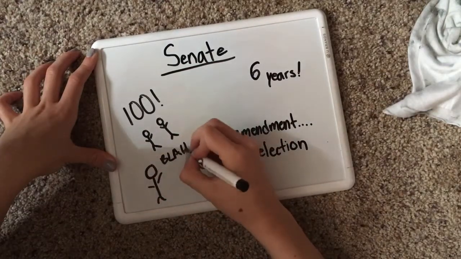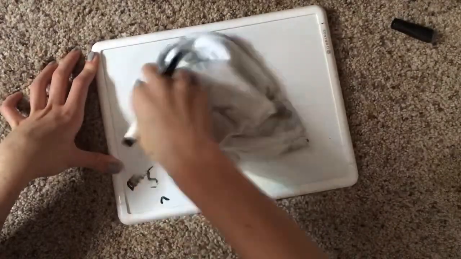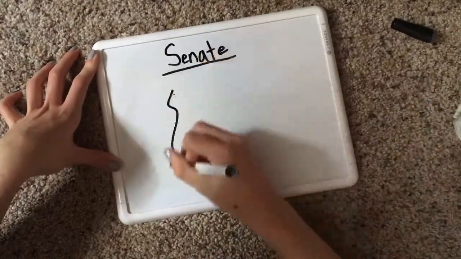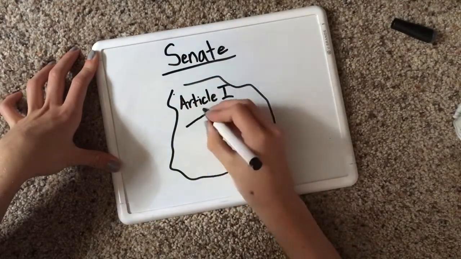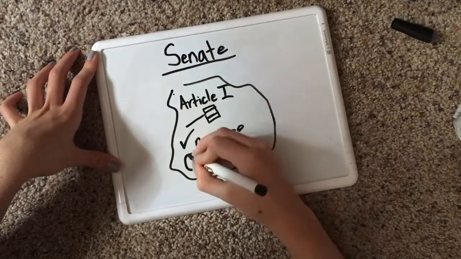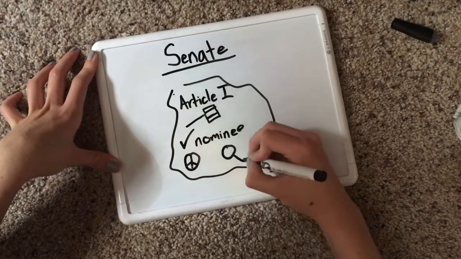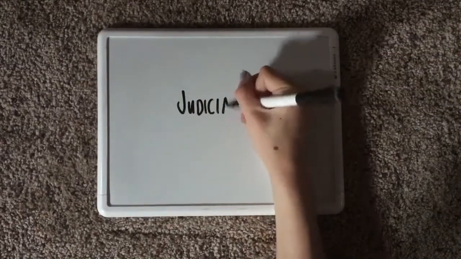This body as a whole is less formal in debates. For example, senators can filibuster, which means one may talk and talk to delay or prevent a vote on a proposed bill. The Senate holds impeachment trials, confirms the president's nominations, ratifies treaties, and conducts investigations. As a whole, the legislative branch's main duty is to create laws for America.